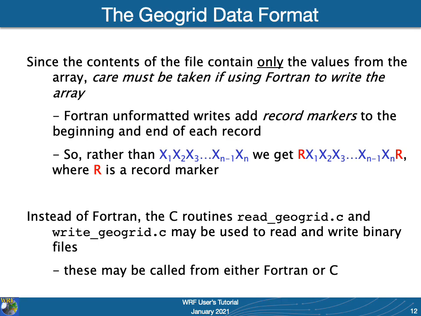If you're a Fortran programmer, it's worth noting that when writing out binary files with Fortran, you have to take care to write the files as, for example, stream access files. By default, Fortran uses record markers when writing out records, and the GeoGrid program will interpret these record markers as actual values in your array. As an alternative to writing out these files directly from Fortran, you can use the C routines read.geogrid and write.geogrid to read and write binary files of data.